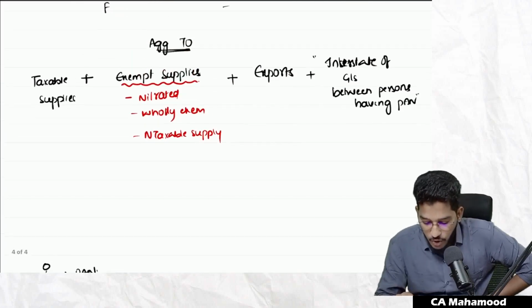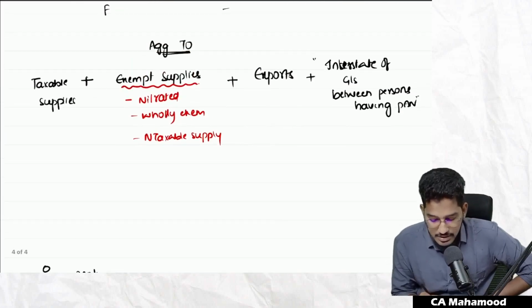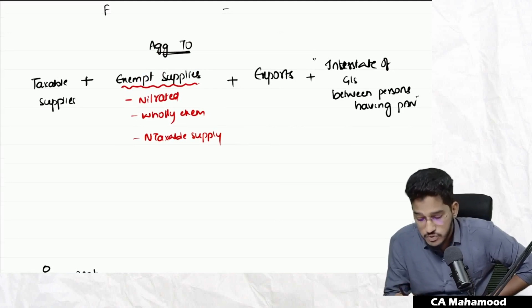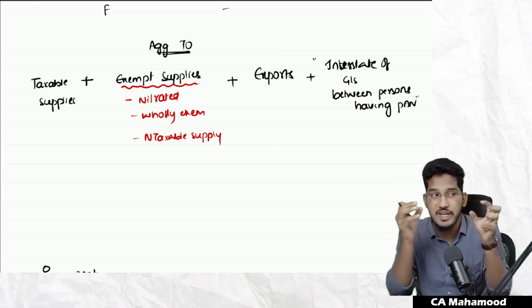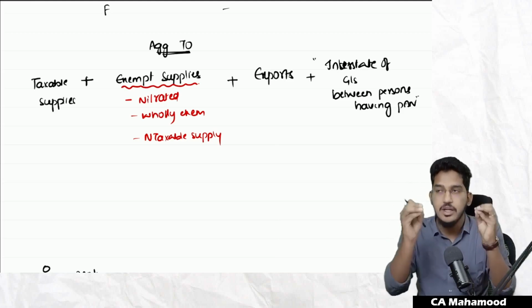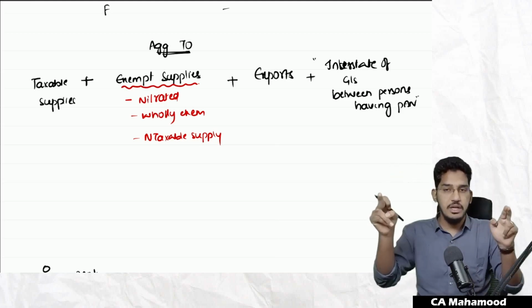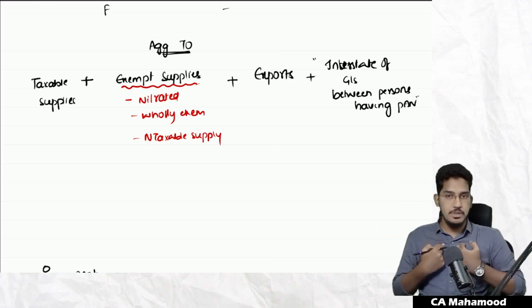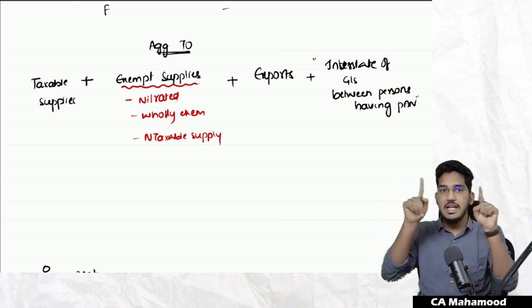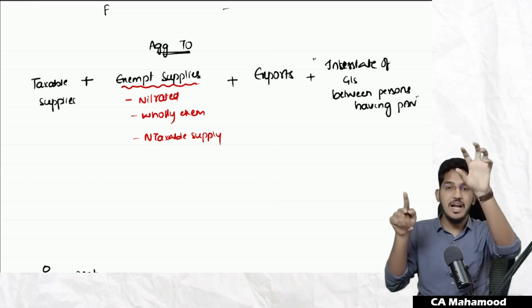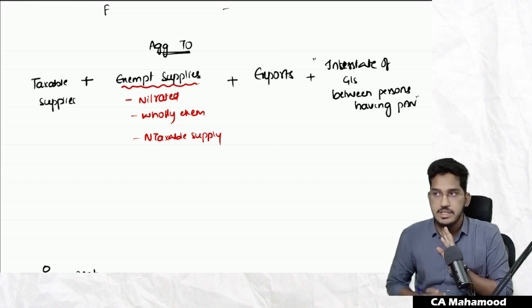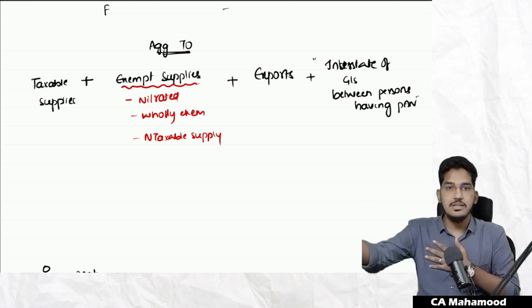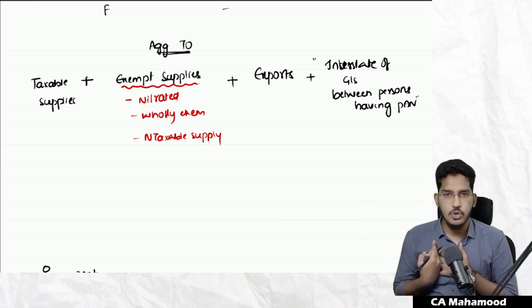So if you add all this turnover: taxable supplies, exempt supplies, exports, and interstate supply of goods or services between persons having the same PAN. Two entities are there in two different states, both belonging to the same person, having the same PAN. If there is any supply happening between the two, that interstate supply is also required to be considered, even without consideration.